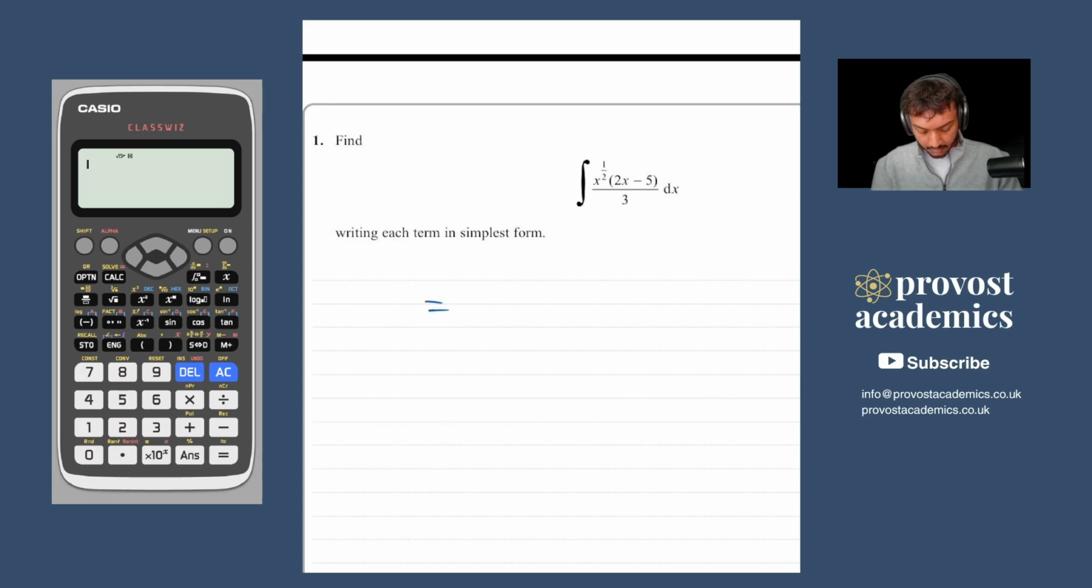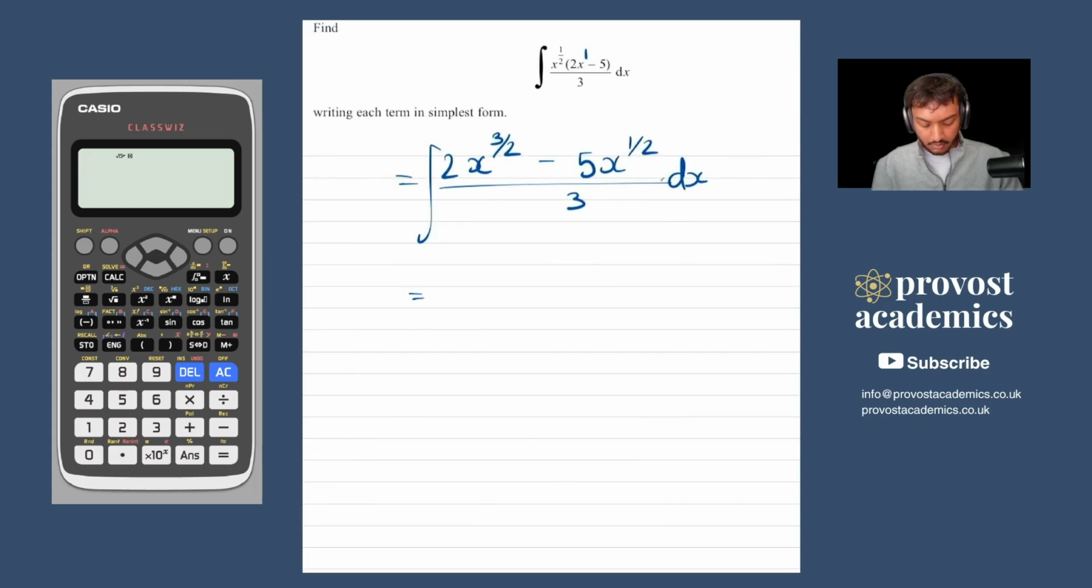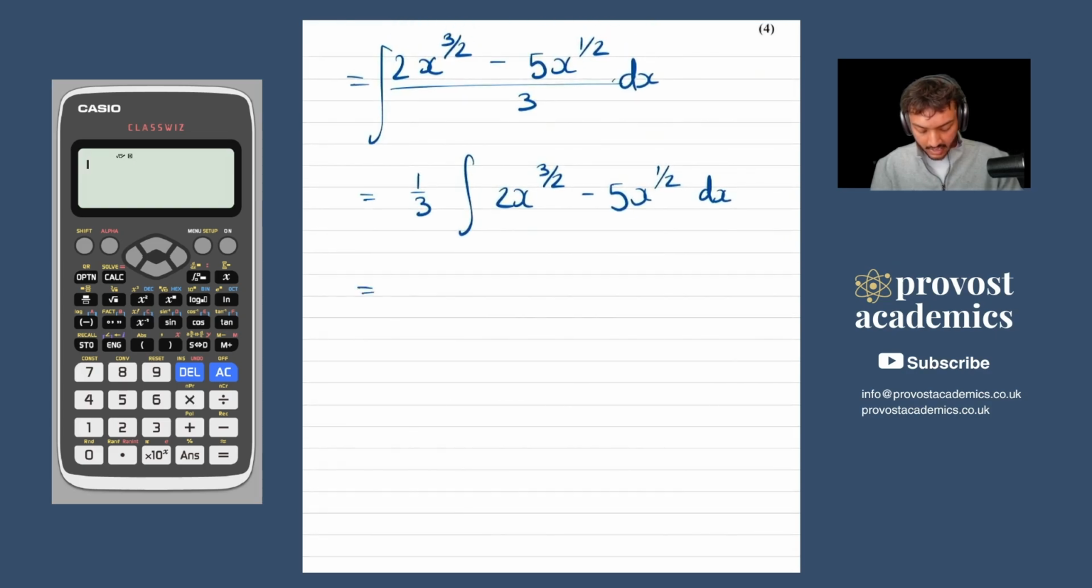So if I do x to the 1 plus x to the half, I get x^(3/2) minus 5 times x^(1/2), over 3, and that is dx. Now what I'll do is I'll take the 3 in the denominator out as a constant, so I get a third of (2x^(3/2) minus 5x^(1/2)) dx. And now I'll actually integrate.